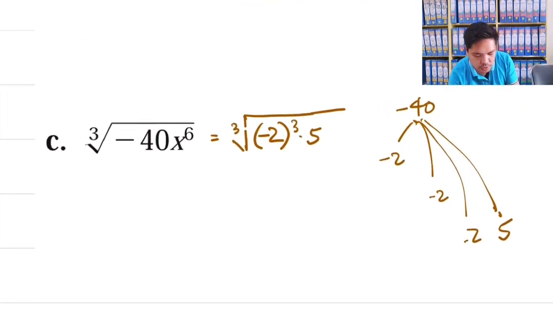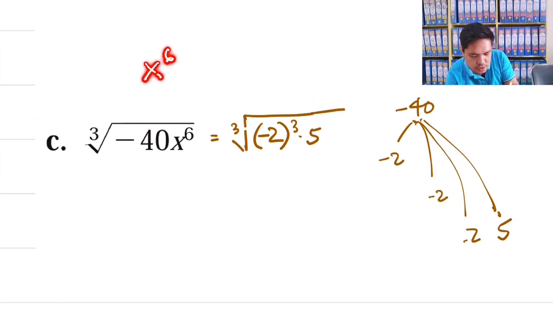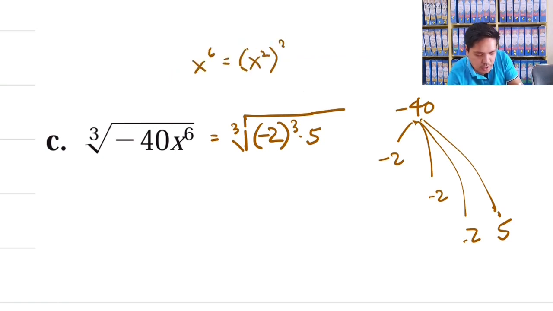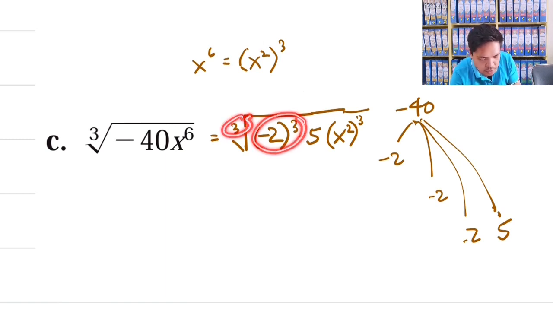This is about x raised to 6. So, for x raised to 6, ganito, this could be rewritten as x squared raised to 3, right? X raised to 6 is also the same as x squared cubed. Di ba? Because if you multiply 2 and 3, the result is 6. So, pwedeng yung gamitin natin dito, x squared cubed. Okay? So, eto siya, pwede nang lumabas. Eto siya, pwede nang lumabas.